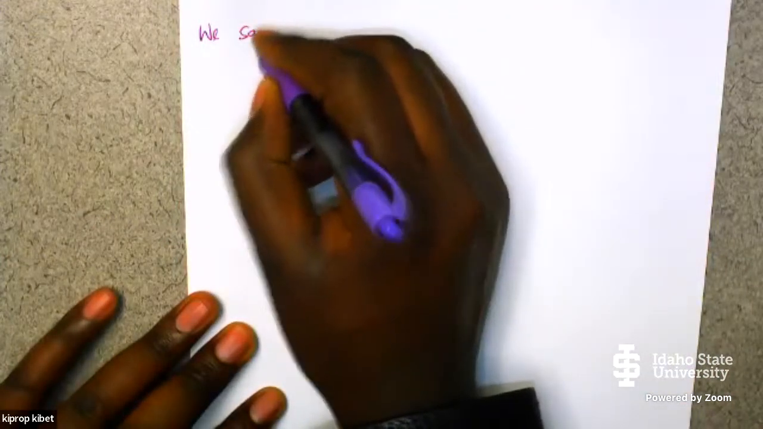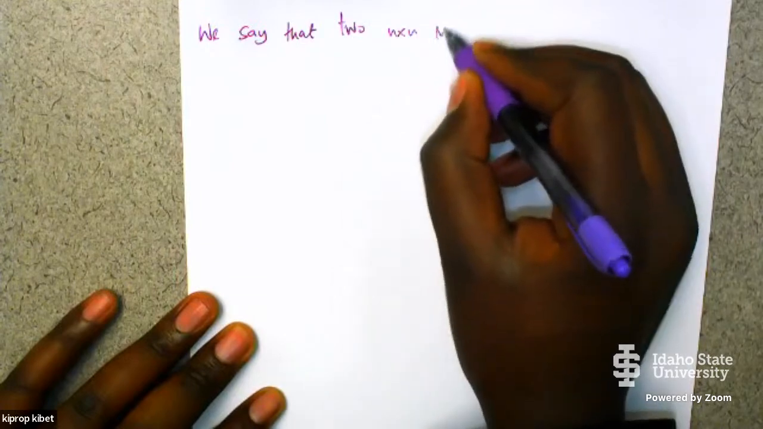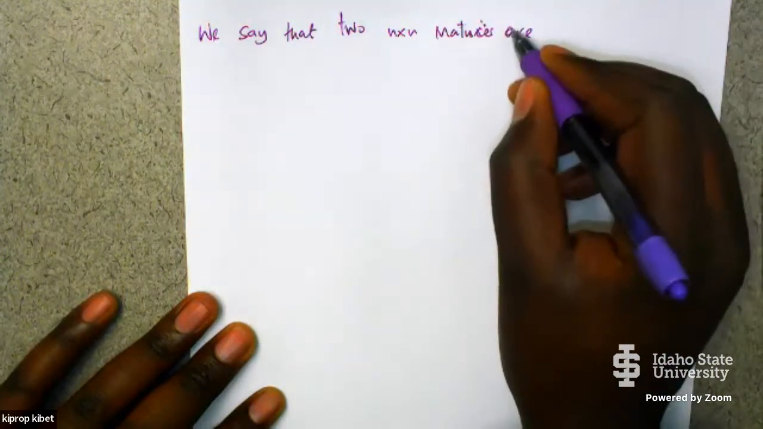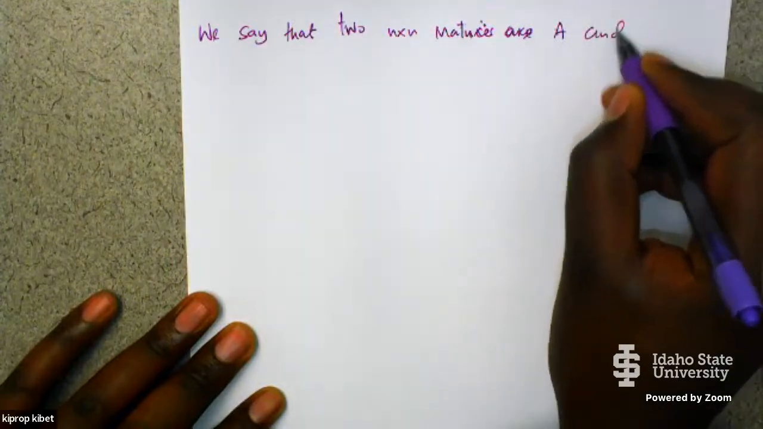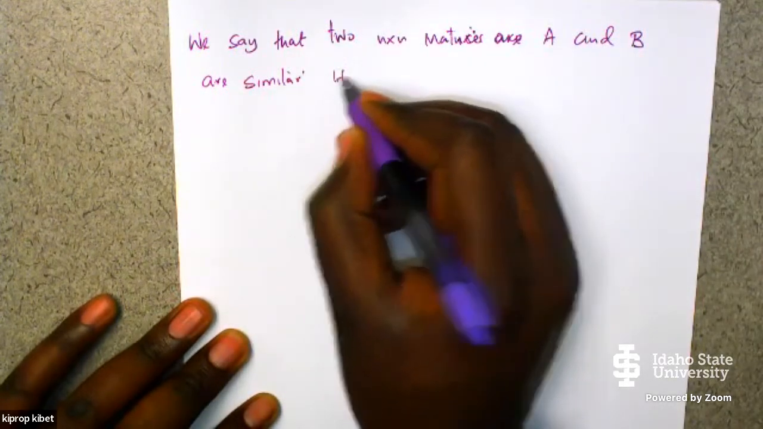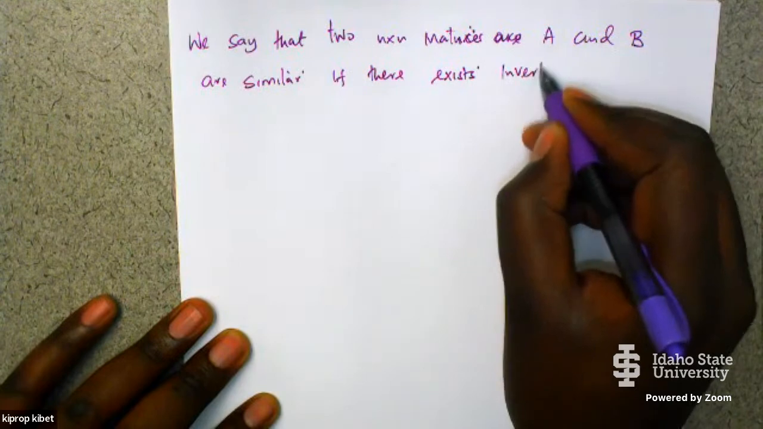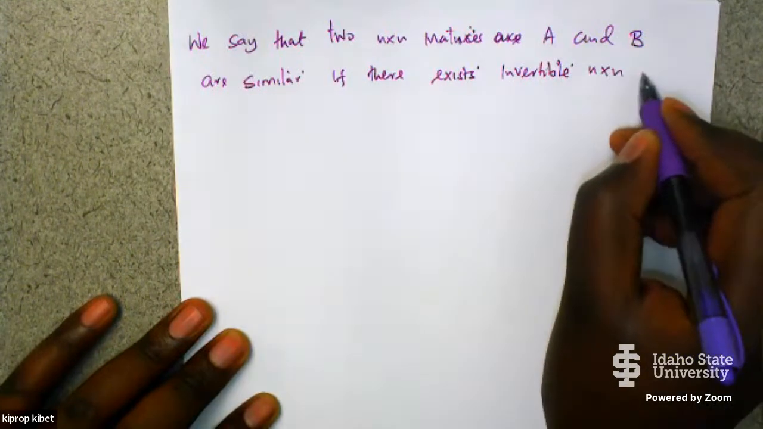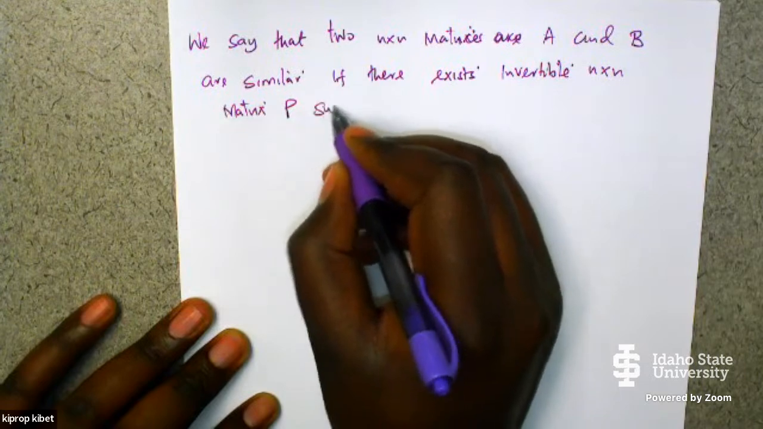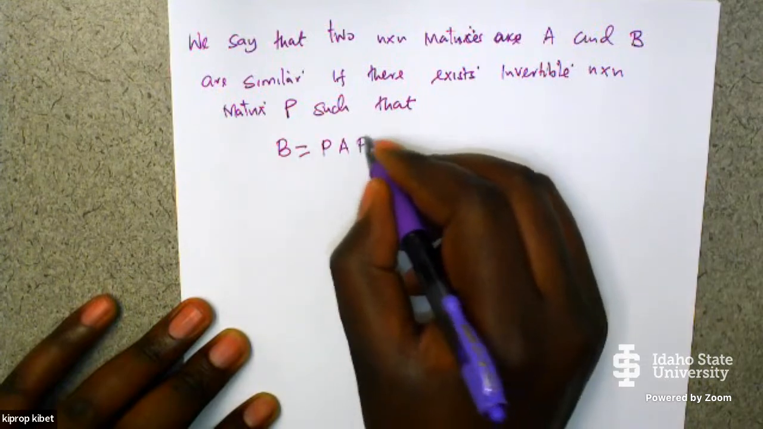So we say that two n by n matrices, let's say A and B, are similar if there exists an invertible n by n matrix P such that B is equal to P A P inverse.